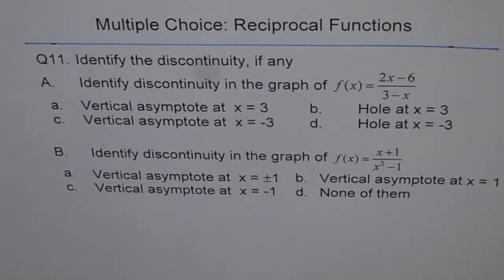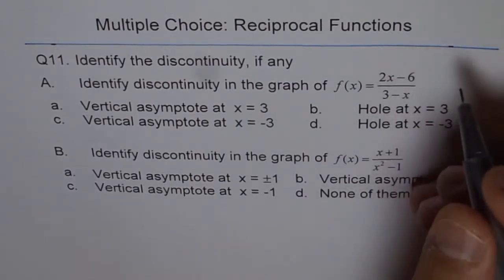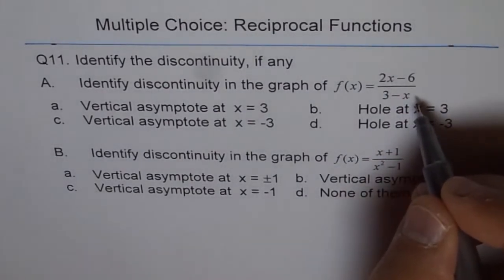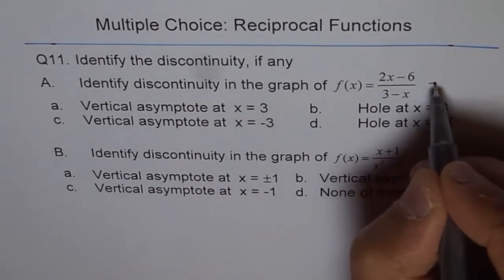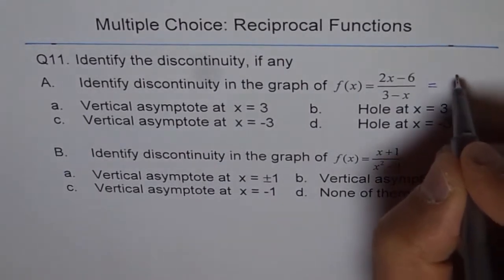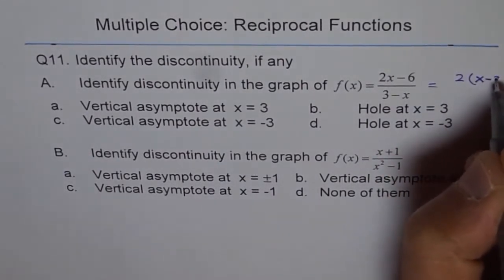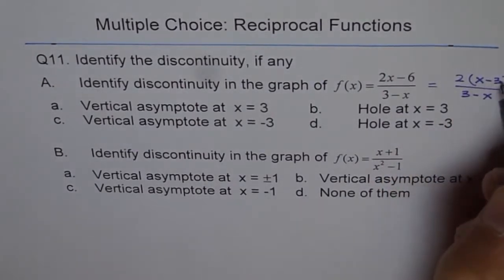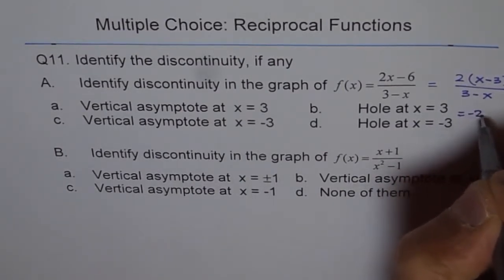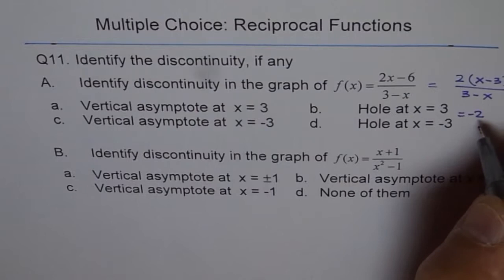One is because of a vertical asymptote and the other one is because of holes. So those are the two discontinuities which we are referring to. Now try to solve the rational function first and then look into the answer. From here we can take 2 common in the numerator, and if we do so we get x minus 3 over 3 minus x. Now x minus 3 and 3 minus x will cancel out, leaving minus 2 for us.